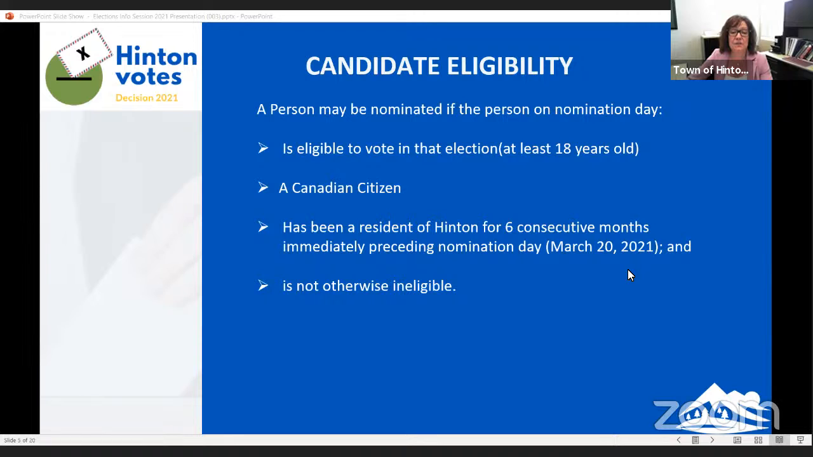To be eligible to run in this year's election, a person may be nominated if the person on nomination day is eligible to vote in that election, is at least 18 years old, is a Canadian citizen, and has been a resident of Hinton for 6 consecutive months immediately preceding nomination day, so March 20th, 2021, and is not otherwise ineligible.